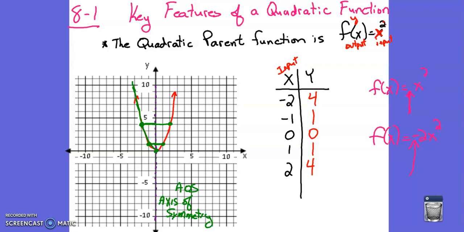Now let's talk about the parent function real quick. If I had another function, for instance y equals 2x squared, and I made an xy chart, you'll see that something is going to happen. Let me do a quick chart. If I plug in 0, I'm going to get 0, so 0, 0 right there. If I plug 1 in, I'm going to get 2. If I plug 2 in, I'm going to get 8. So 2, 8, right there.